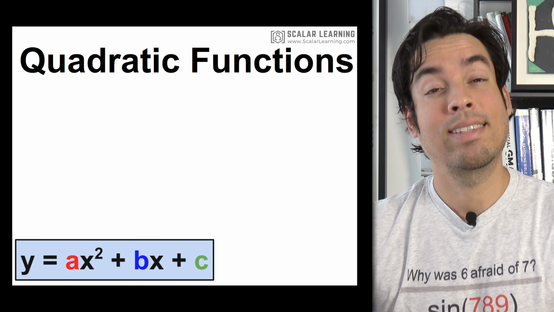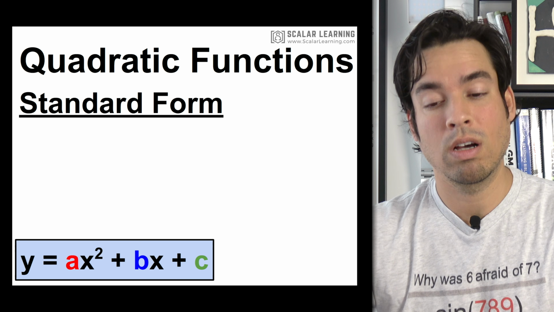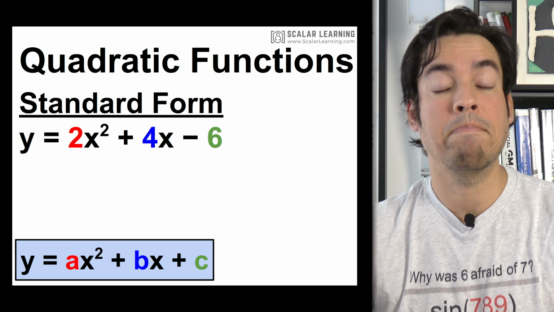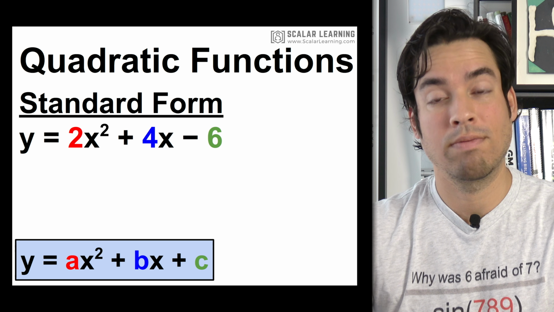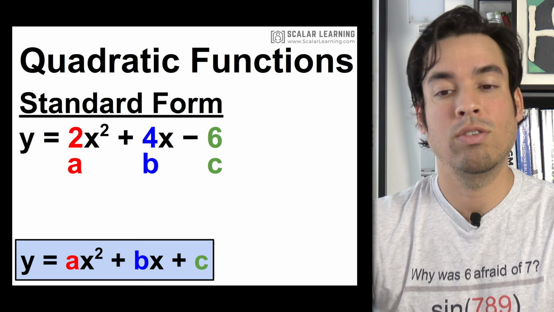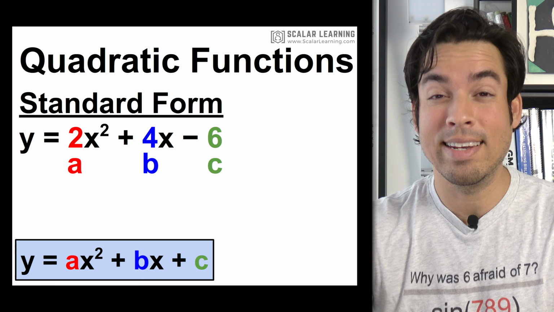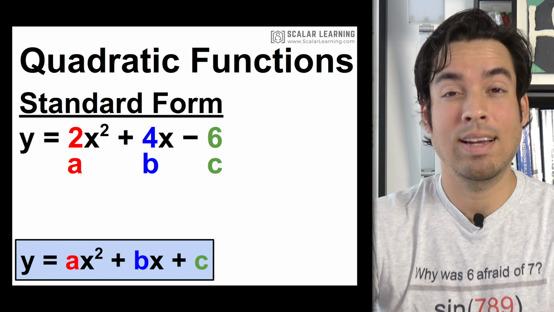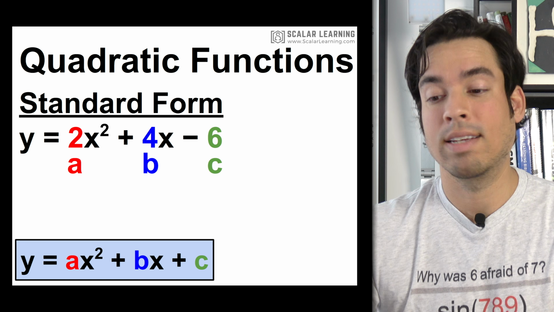Sticking with the standard form, I'm going to give you an example of one, and it's right here: 2x squared plus 4x minus 6. So this is a quadratic function with actual constant values in standard form. Notice the 2 is the a value, the 4 is the b value, and the c value is not just 6, it's actually negative 6. We always want to be conscious of the fact that a minus sign is sticky, and it sticks to the number to the right and tags it as a negative number.